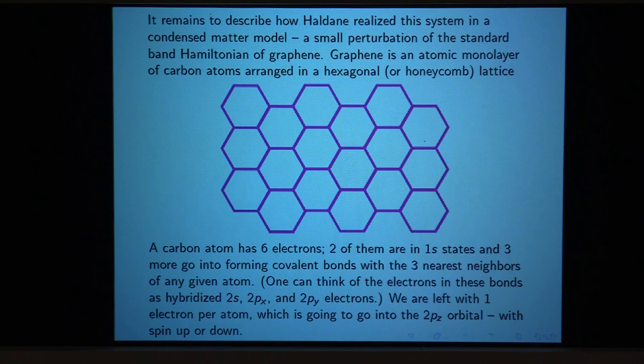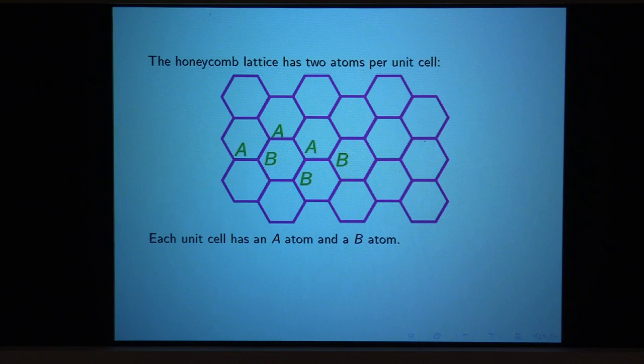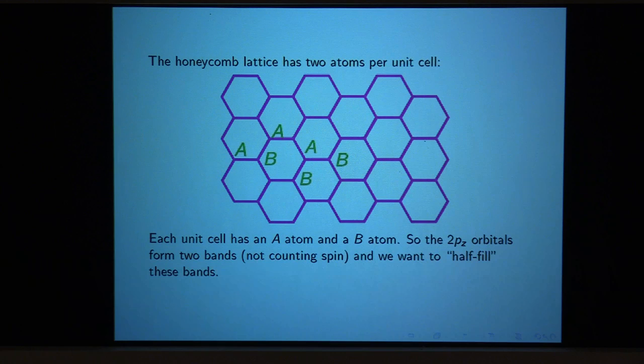An elementary fact, which takes a while to visualize if you've never thought about it, is that the honeycomb lattice has 2 atoms per unit cell. I've labeled some points by A and some other points by B. There are translation symmetries between the A sites, and those translation symmetries map B sites to B sites. But if you think about it a little, you'll see that there's no translation symmetry that maps an A site to a B site. So the unit cell under translation contains 1 A site and 1 B site. And if we allow 1 quantum state per atom, ignoring spin, being the 2pz orbital, because we've got both the A site and the B site, it's going to make up 2 bands, and we want to half fill the 2 bands.